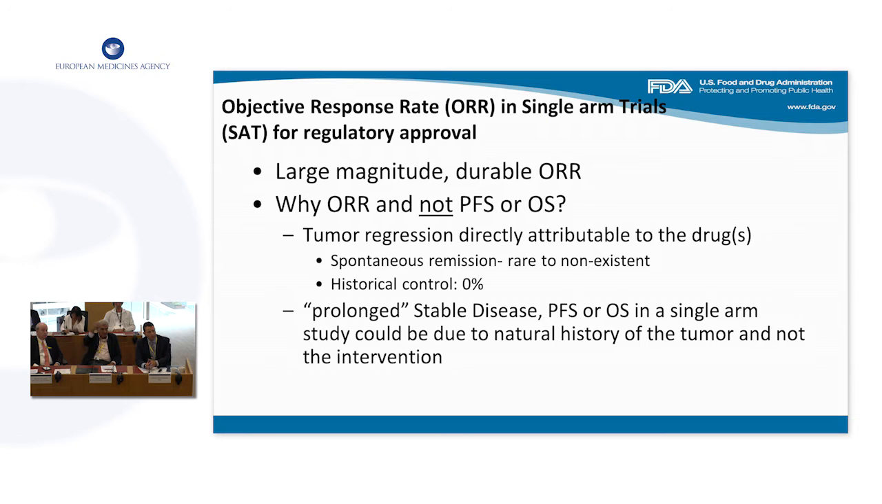So our stance at the FDA is we use objective response rates in single-arm trials for regulatory approval of large magnitude and long duration. Why response rate and not time to event endpoints? So we know that tumor regression is directly attributable to the drug. Spontaneous remission is rare to non-existent. So these are controlled studies. Our historical control is, our null hypothesis is no response.